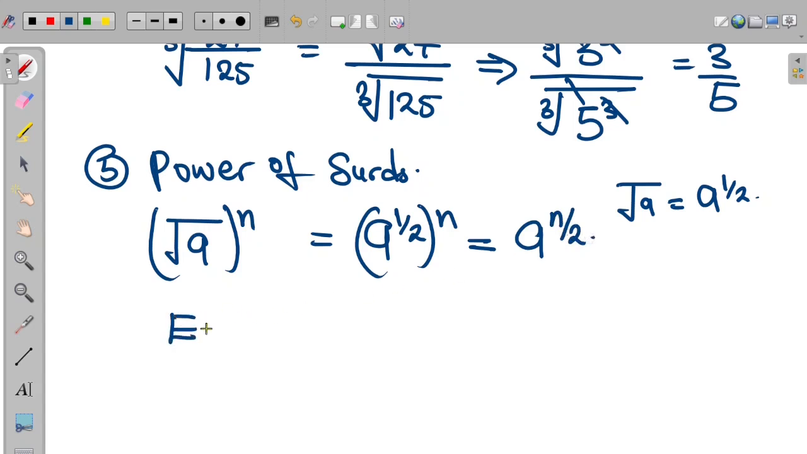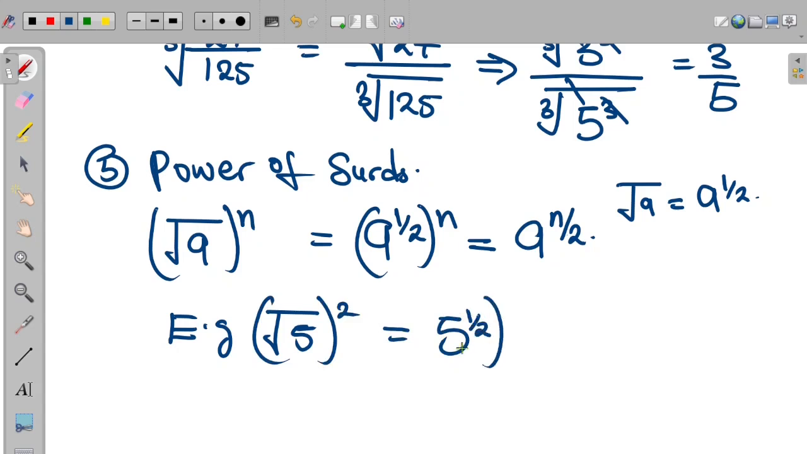So for example, if I have root of 5 all to the power of 2, this can be expressed as 5 to the power of 1 divided by 2 all to the power of 2. And if we multiply the index, this is 5 to the power of 2 divided by 2, and 2 divided by 2 is 1, so this is equal to 5.